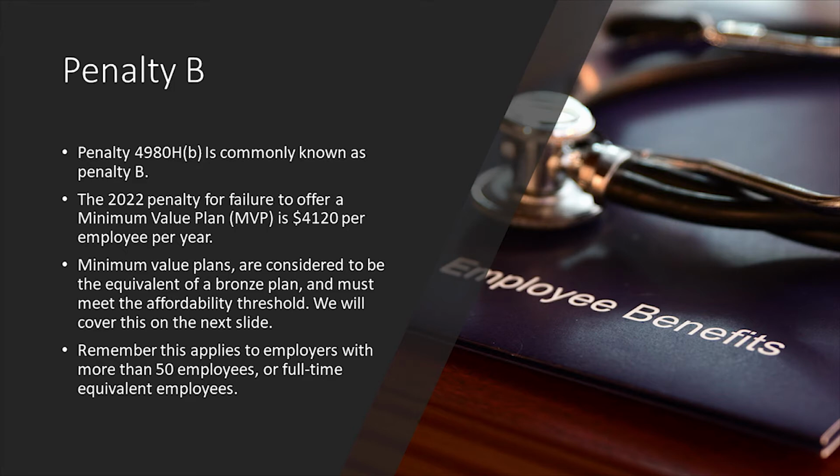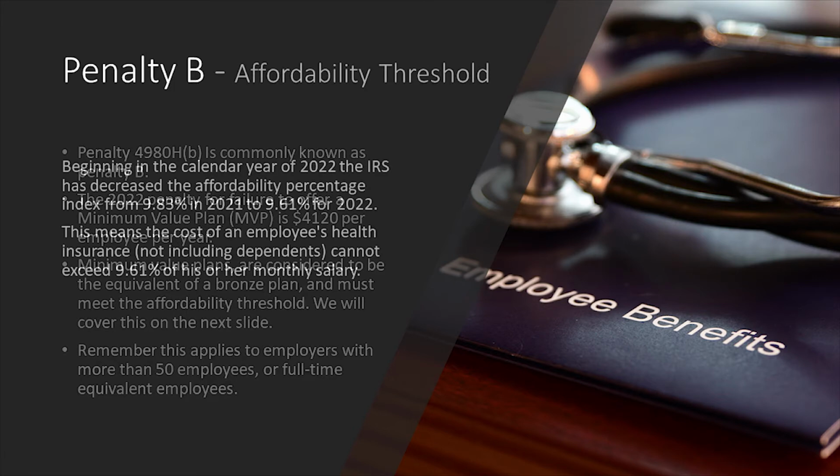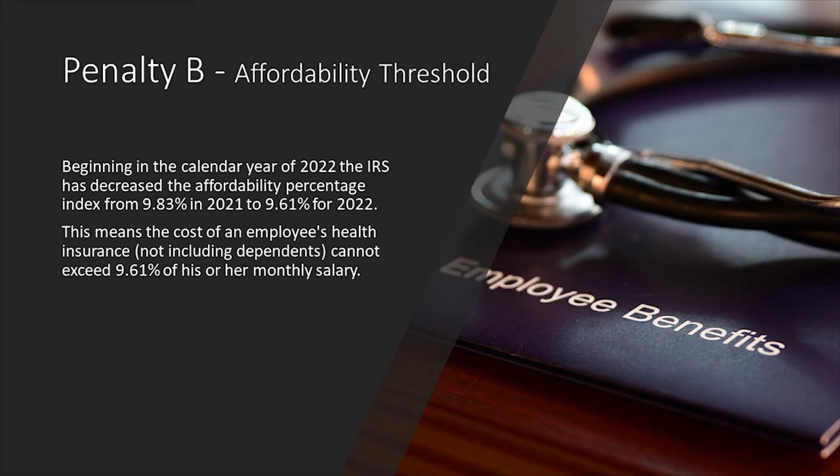Remember, this applies to groups with more than 50 employees and full-time equivalent employees, which we'll also touch on here in just a moment. So the penalty B affordability threshold. Beginning in the calendar year of 2022, the IRS has decreased the affordability percentage index from 9.83% in 2021 to 9.61% in 2022. This means that the cost of the employee's health insurance, not including the dependents, cannot exceed 9.61% of his or her monthly salary.